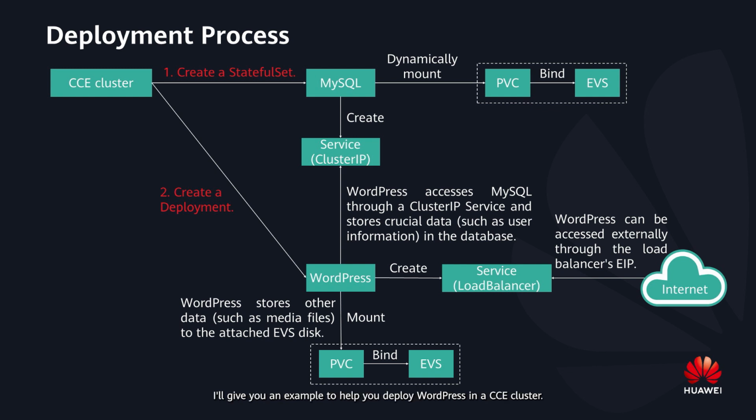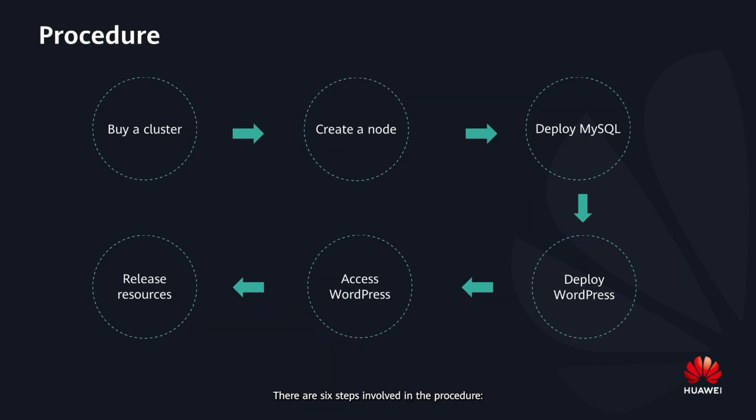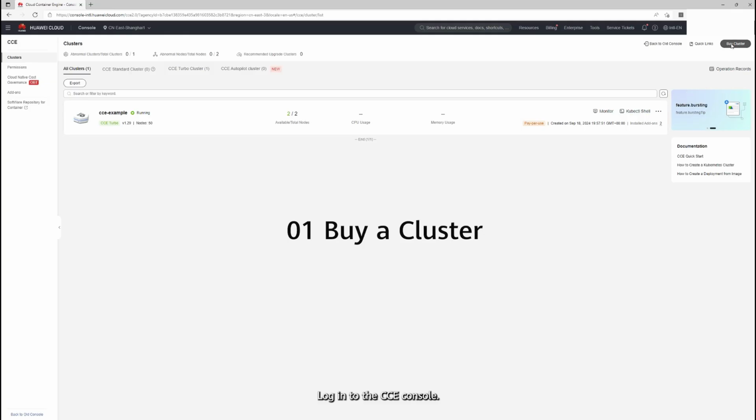I'll give you an example to help you deploy WordPress in a CCE cluster. There are 6 steps involved in the procedure: purchasing a cluster, creating a node, deploying MySQL, deploying WordPress, accessing WordPress, and optionally releasing resources. Log in to the CCE console.